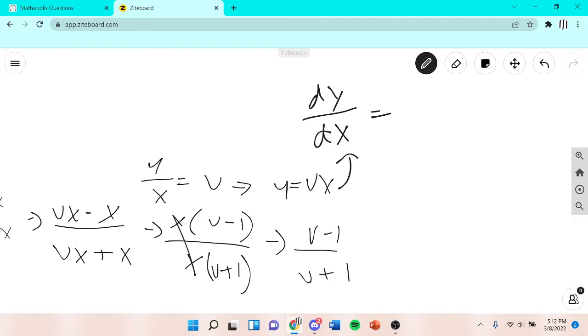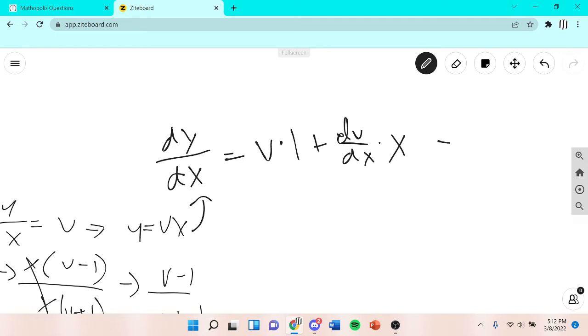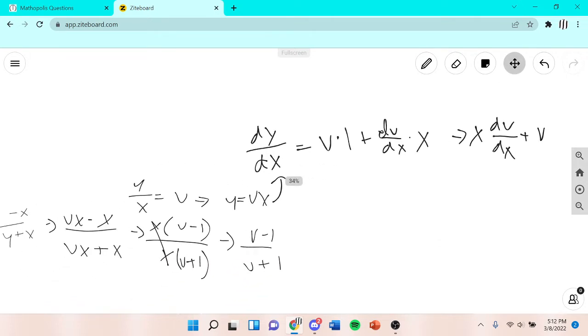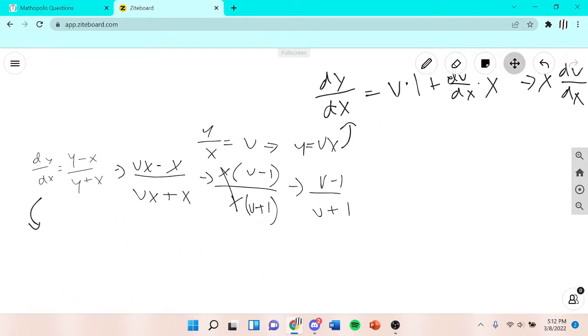So what we do is we use the product rule here. We're going to say this is v times the derivative of x, which is 1, plus the derivative of v, so that's dv over dx. It's going to just be 1 dv over dx, because that's implicit differentiation, times x. So if I just rearrange this a bit, you say x dv over dx plus v, and that's equal to dy over dx. And this is constant for all, so it's good to just memorize that.